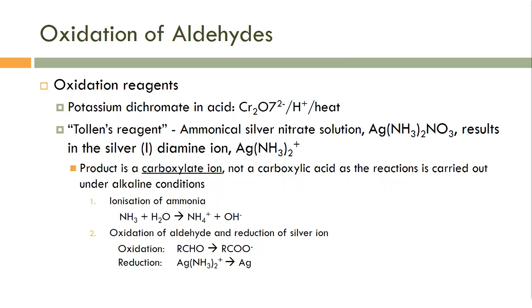And you shake quite vigorously, and it will result in silver diamine ion. Once that comes into contact with something that can reduce it, silver will come off and become solid. That will deposit as solid silver. Okay. Oxidation part: what happens to the aldehyde is that it will become a carboxylate ion, not a carboxylic acid, because it's happening in alkaline condition. So the H will still be off, but you will still be adding one oxygen, yeah?